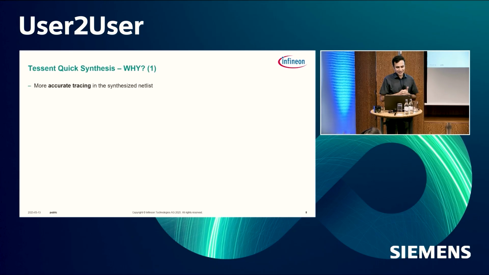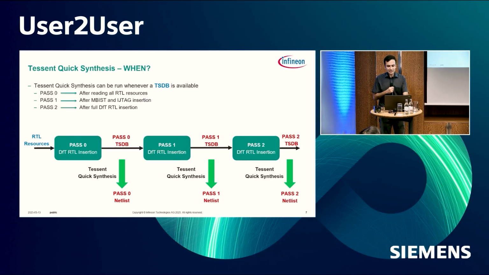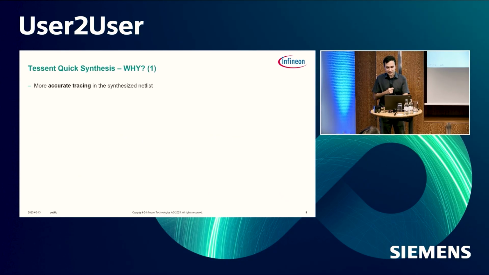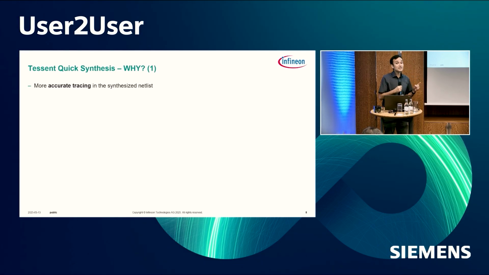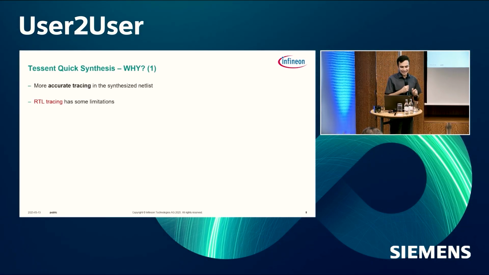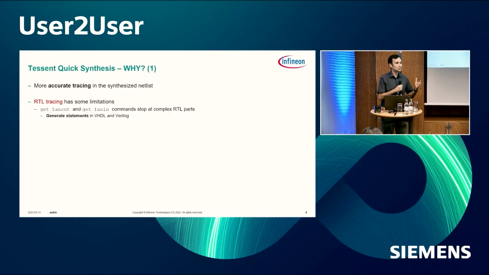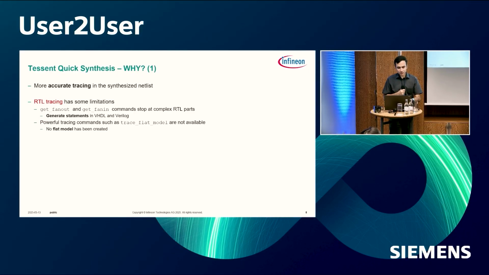So then comes the important question. Why is the Tessent Quick Synthesis important for us? As I said, we run it in pass 0 when we have the pre-insertion RTL. But what is the reason? Sometimes we need to trace the RTL, and this information might be used during the insertion. However, there are some limitations with tracing RTL. It's not always complete. If you have some complex RTL parts like a generate statement in Verilog or VHDL, the tool cannot go through those parts. The tool stops at the boundary of those generate statements.